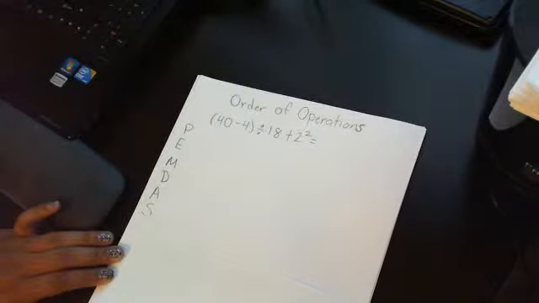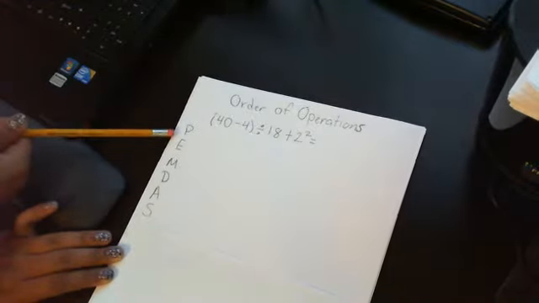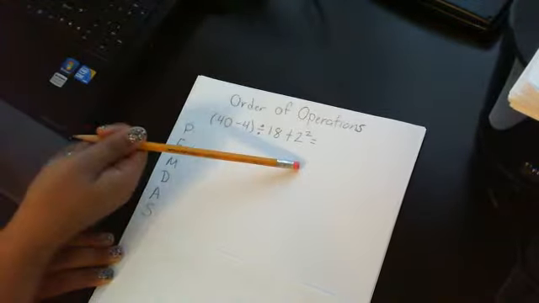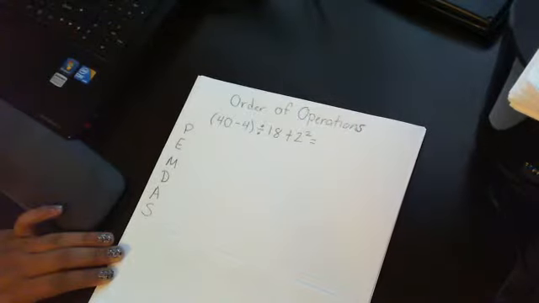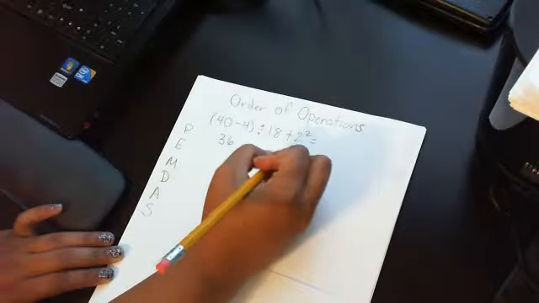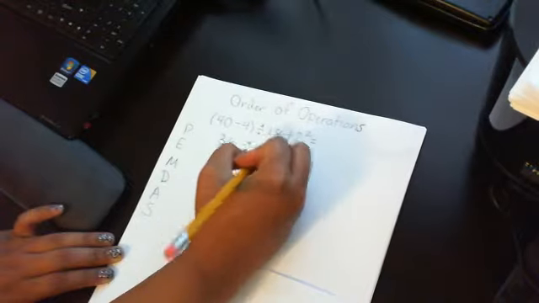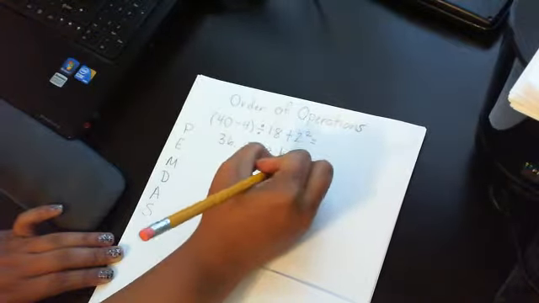Now we follow the order of operations. First, we look and see P. Are there any parentheses in this problem? Yes, there are. And so we have to work what's inside of the parentheses first. 40 take away 4 is 36. So I write 36 under. We didn't do anything with this part of the problem, so we'll put divided by 18 plus 2 squared.